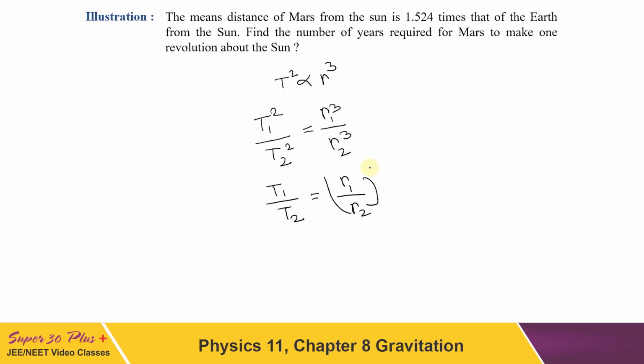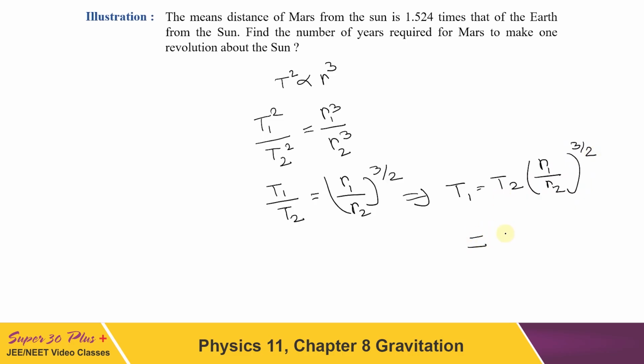Now from here T1 upon T2 will be equal to R1 upon R2 and this whole to the power 3 by 2, which gives T1 equal to T2 times R1 upon R2, this whole to the power 3 by 2. Now let us substitute the values.